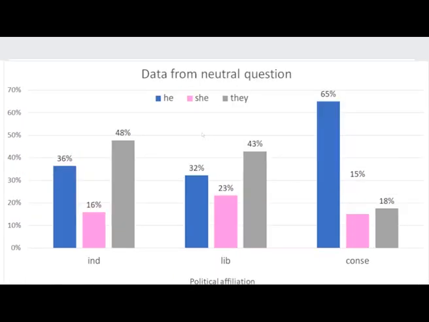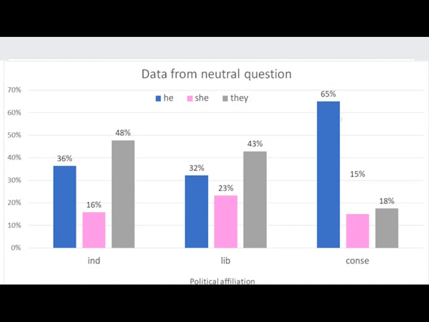And this graph shows some interesting results. In the neutral condition, people who identify as independent or liberal were significantly more likely to answer they, especially independents. This is in comparison to conservatives, who answer he the most instead of they.